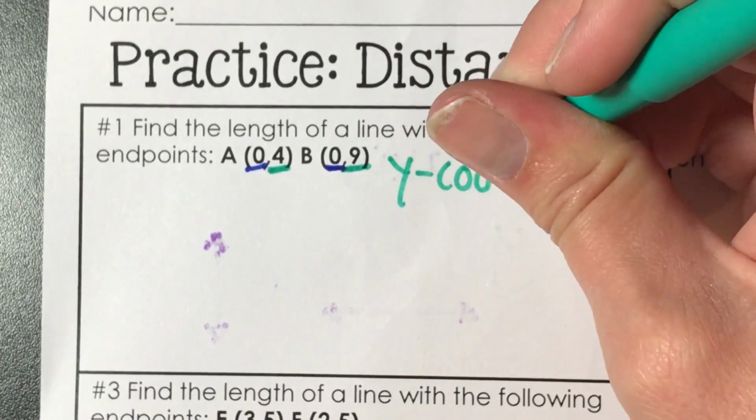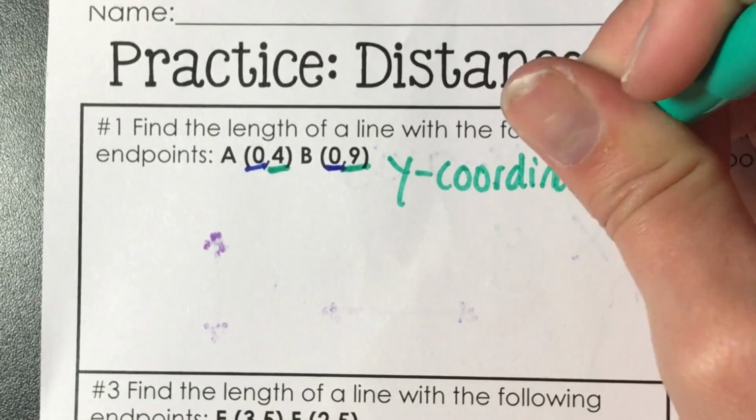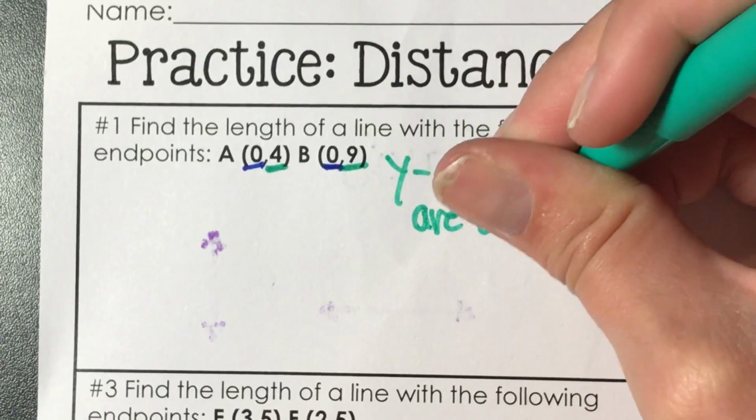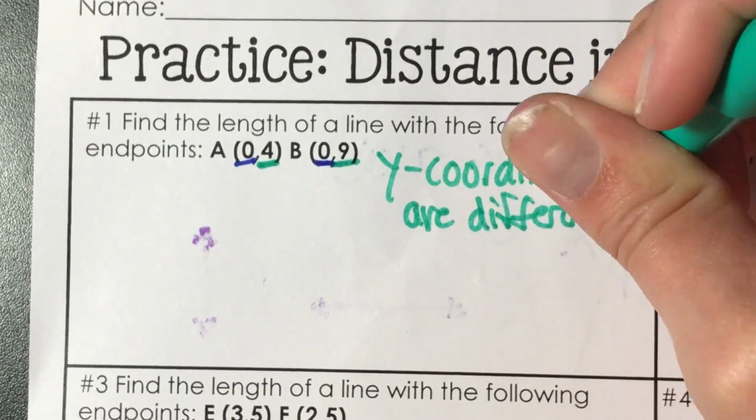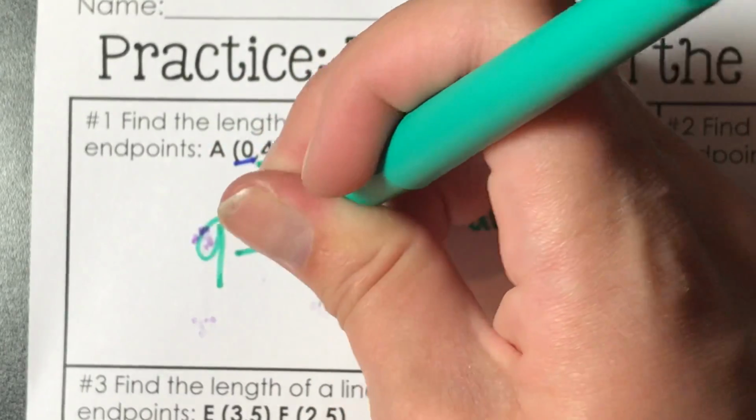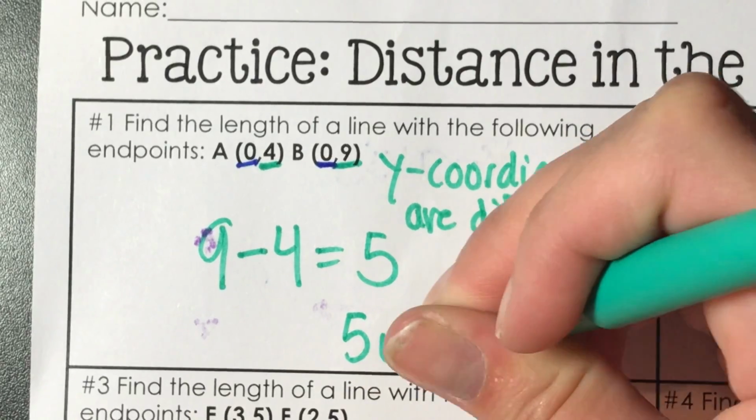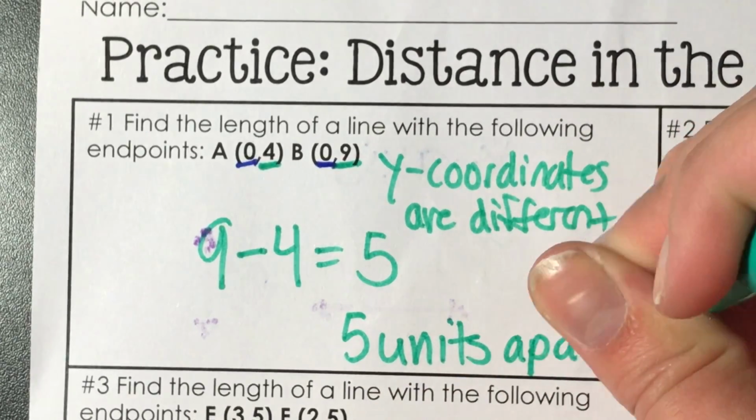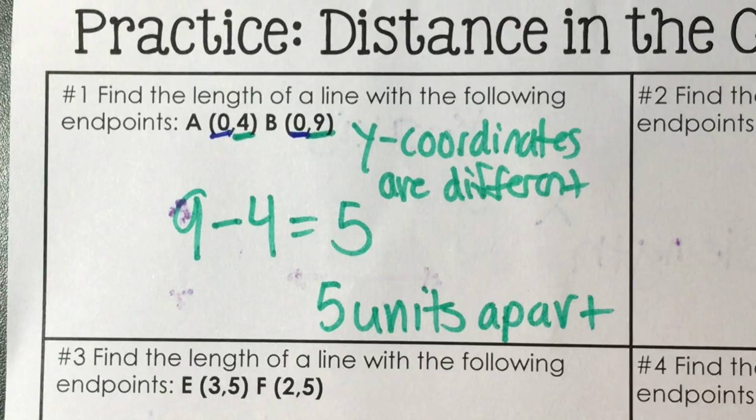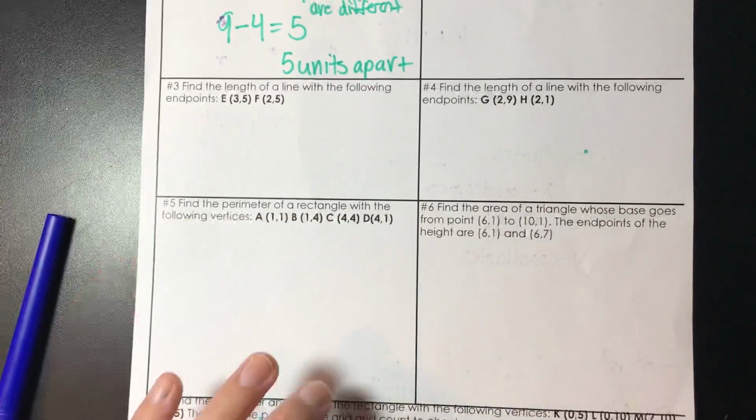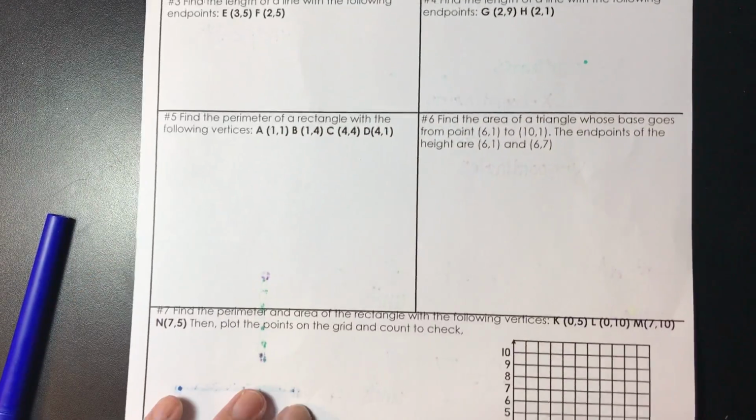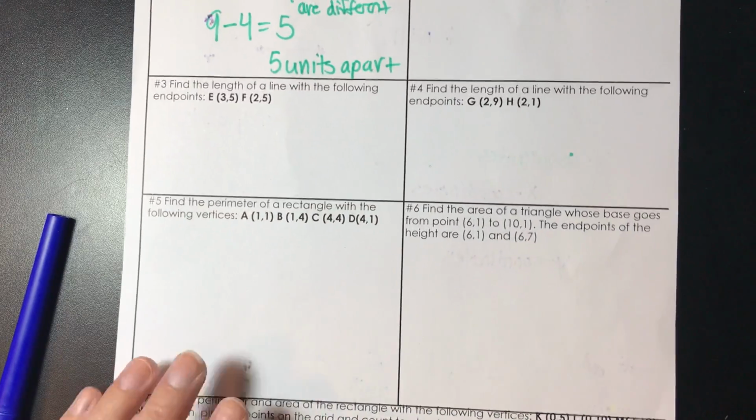The y coordinates are different, and then subtract them. 9 minus 4 is 5. They are 5 units apart. All right, go ahead and work on these other problems and make sure you get a check before moving on in your book.